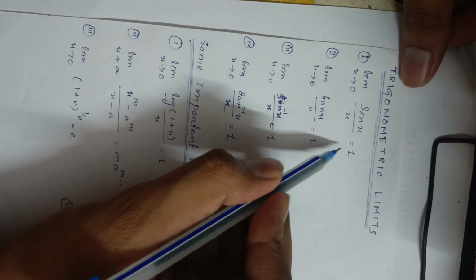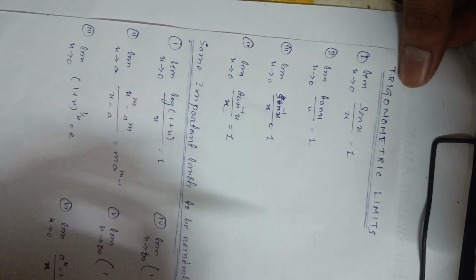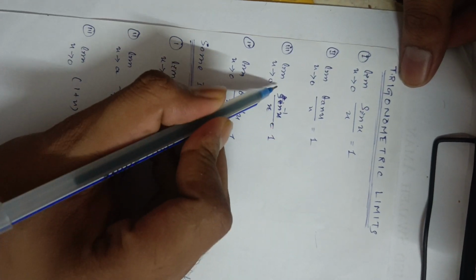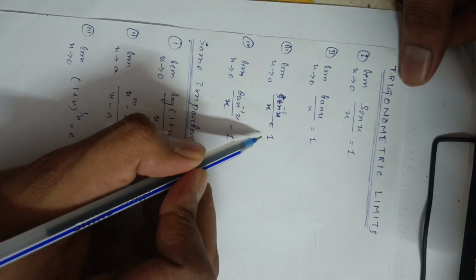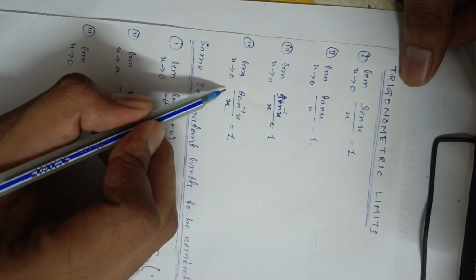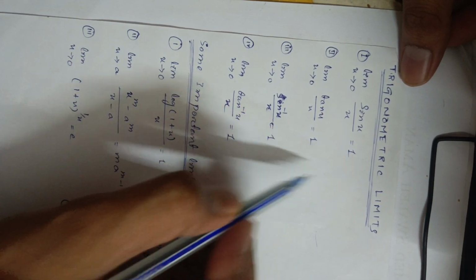The limit as x tends to 0 of sin x by x equals 1. The limit as x tends to 0 of tan x by x equals 1. And this is sin inverse x by x: the limit as x tends to 0 of sin inverse x by x equals 1. And the limit as x tends to 0 of tan inverse x by x equals 1. If you want, you can remember this.